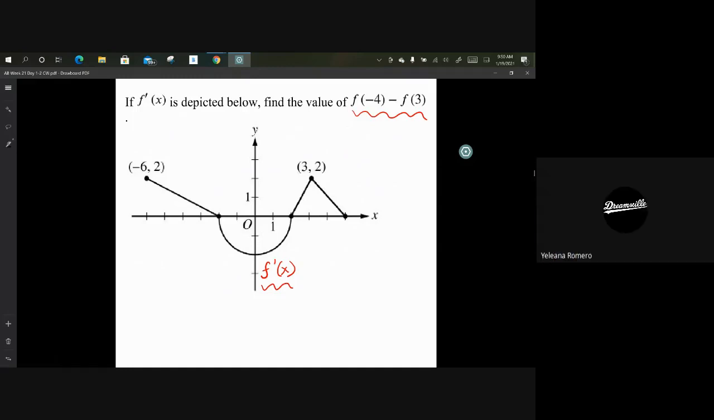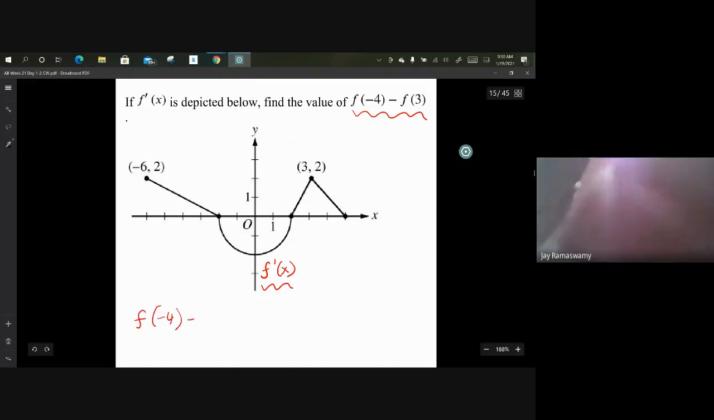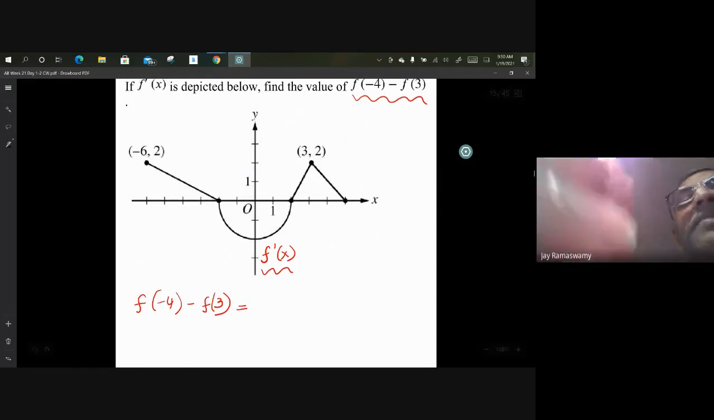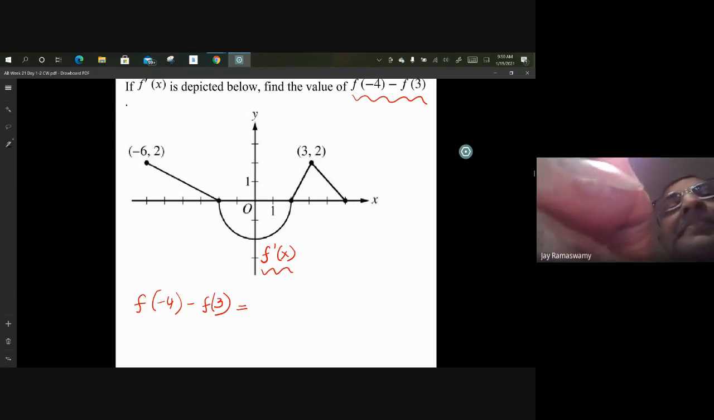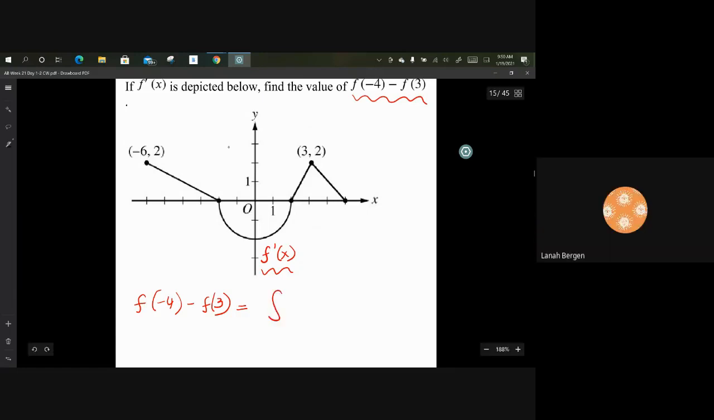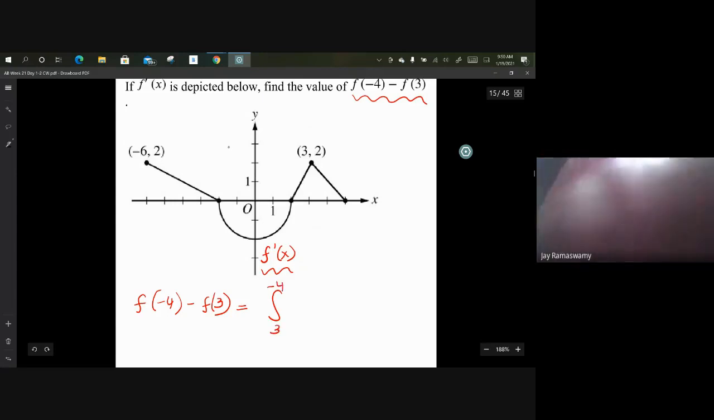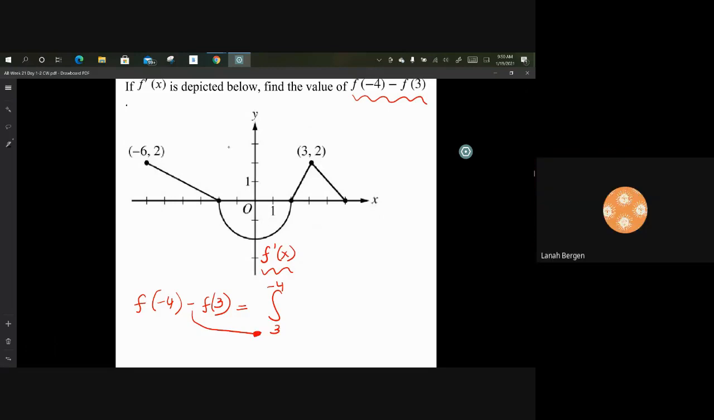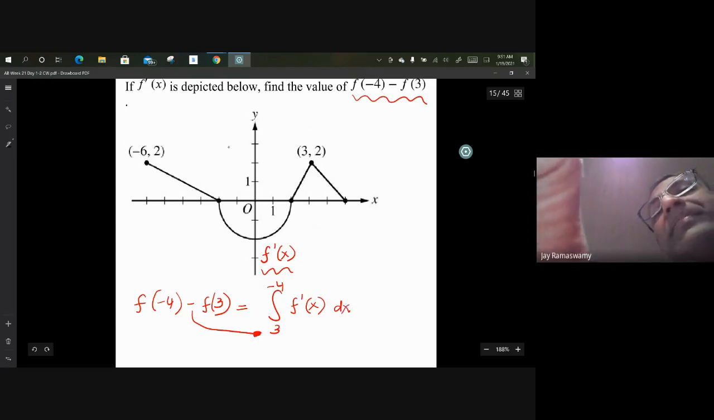Yes. Correct? So we can rewrite f of -4 minus f of 3 as, Ms. McWhorter or Ms. Bergen, either of you can answer, equals, go. The integral from 3 to -4. Guys, it's tempting to write -4 on the bottom. No, the negative guy is at the bottom. Okay, 3 to -4, f dash of x dx.